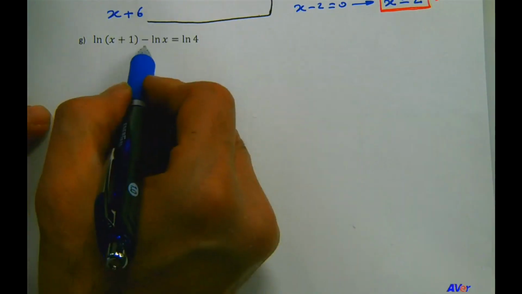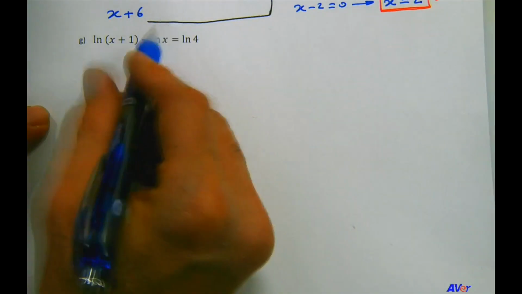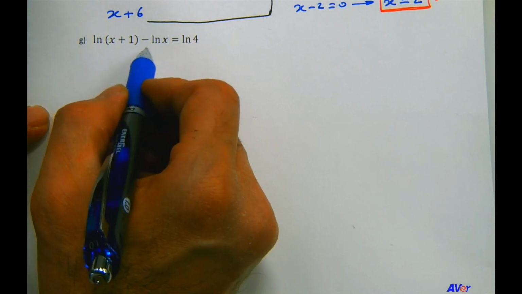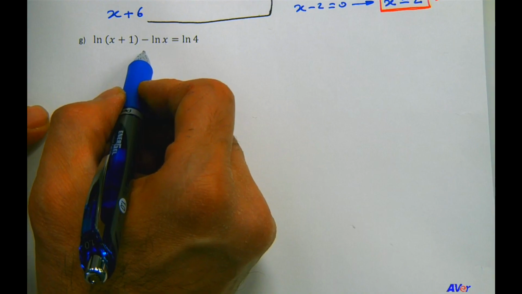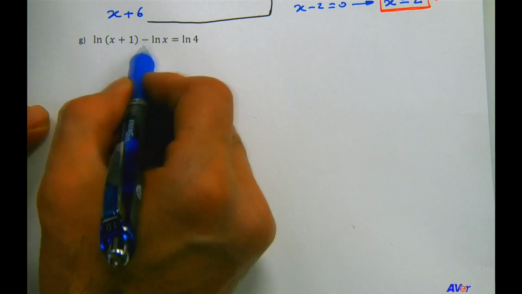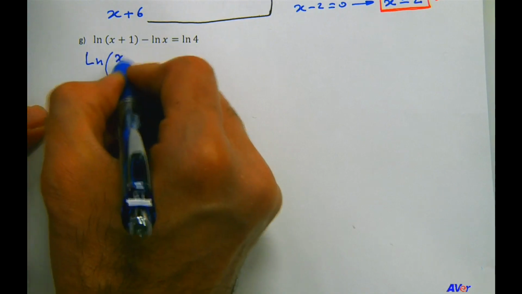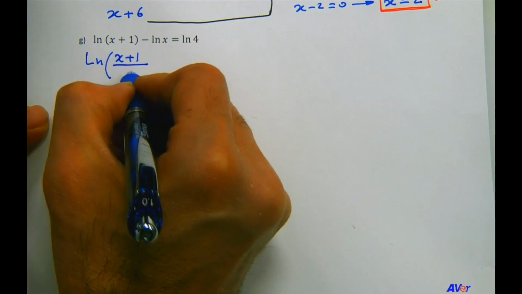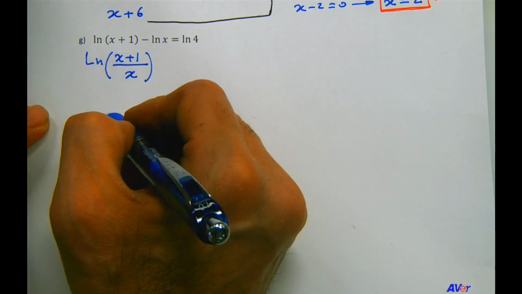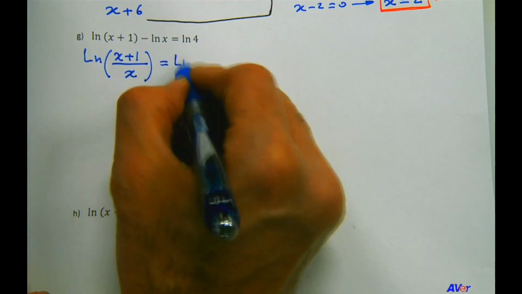So here, we're solving for x, and again, x appears in two spots. We need to isolate x. One thing we can do here is use the properties of logarithms and natural logarithmic expressions, right? So this is a subtraction problem. We can change the left side to a division problem. So natural log of x plus 1 divided by x, right? That's using the properties of natural logarithms. Then on the other side, we have natural log of 4.